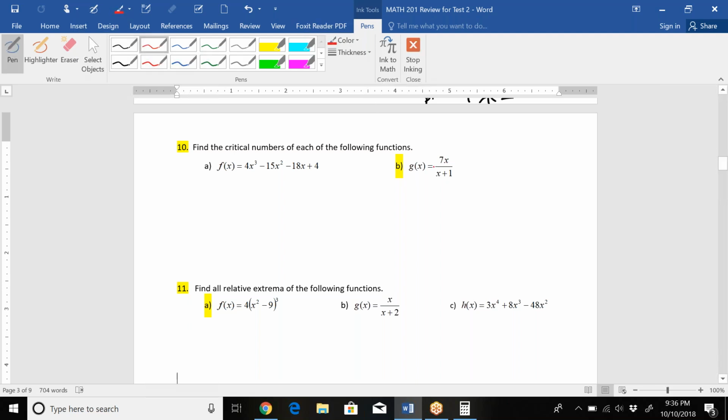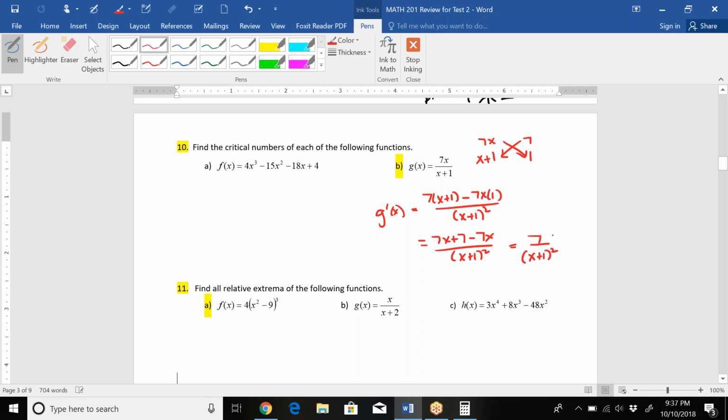So we need to do the quotient rule here. The top function is 7x, the derivative of that is 7. The bottom function is x plus 1, the derivative of that is 1. So remember, we do our diagonals. So 7 times x plus 1 minus 7x times 1. So this is for g prime of x, all over x plus 1 squared. That would be 7x plus 7 minus 7x over x plus 1 squared. And that ends up just being 7 over x plus 1 squared.